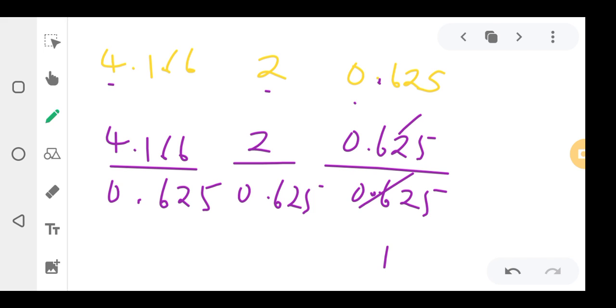So 0.625 divided by itself will be 1. And then 20 divided by 0.625, we've got 32. And then 4.166 divided by 0.625, we've got 6.665. Those are the answers we have: 6.665, then 32, and then 1.